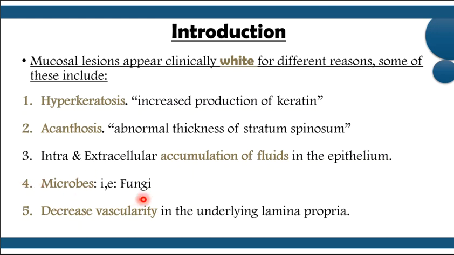Microbes such as fungi productions بتاعت interactions أو التفاعلات بتاعتها for making the disease بيكون with a white color, most of them يعني. Decreased vascularity نقصان blood supply بيخلي اللون يظهر معاي white, and this decreasing of the vascularity بيكون موجود وين في underlying lamina propria or the connective tissue.